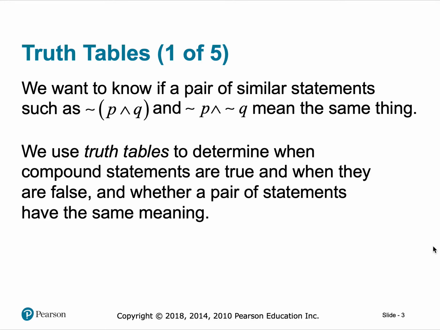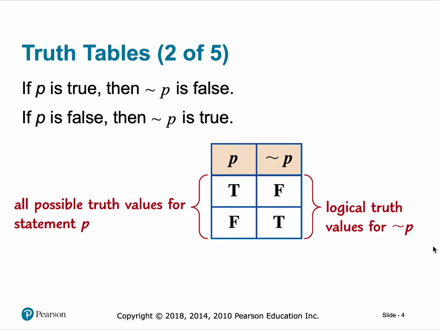When we want to know if a pair of statements such as not (P or Q) and not P and not Q mean the same thing, a lot of times we want to distribute that not through and say, yes, it should mean the same thing. But in real life, when we start putting phrases into our logic or concepts, we need a truth table to really determine if compound statements are true and when they are false and whether or not they even have the same meaning.